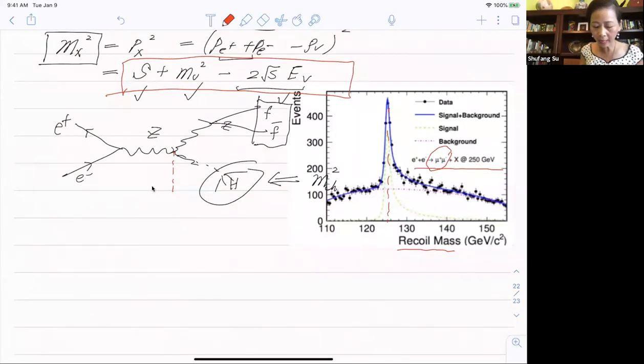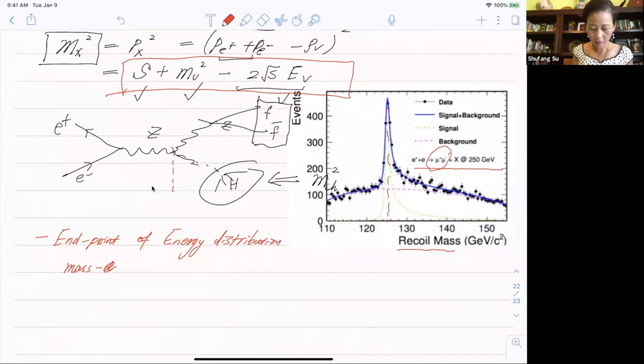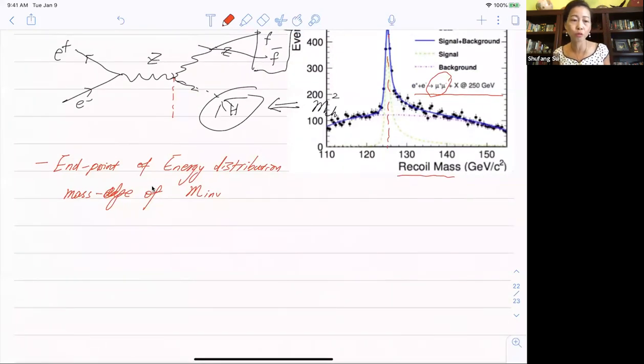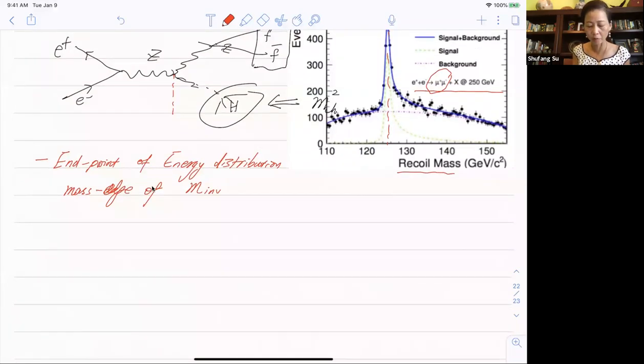Okay, and then given the time, let's not say too much about the endpoint of an energy distribution, or the mass edge of some invariant mass distributions. I leave that in my lecture notes, which will be uploaded later, and you can dig out more details there. But here is a simple one-sentence summary of what I mean.